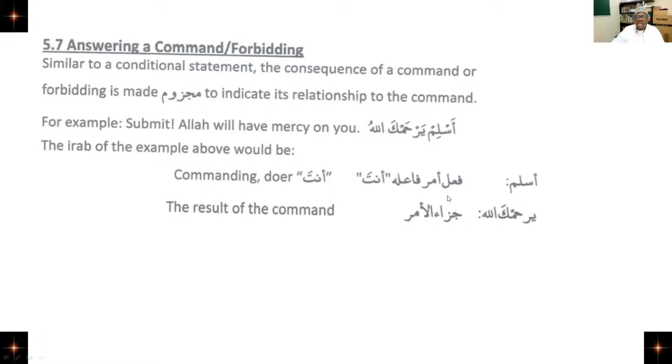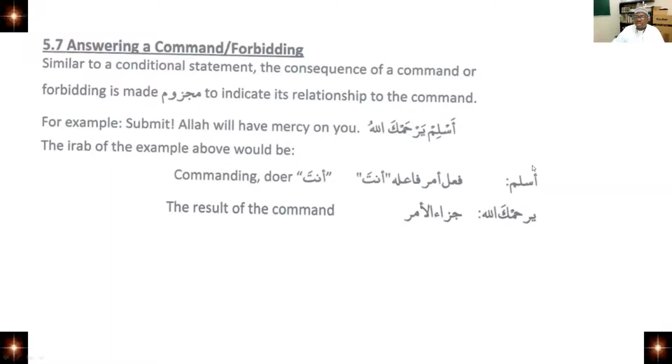Okay, and how do the Arabs do that? You say aslim is fi'l amr and the fa'il is anta. Then yarhamkallah, the whole of that statement becomes what? The jaza'ul amr. So we have fi'l amr and jaza'ul amr. Why? How do I know there is a jaza'ul amr in this kind of sentence?